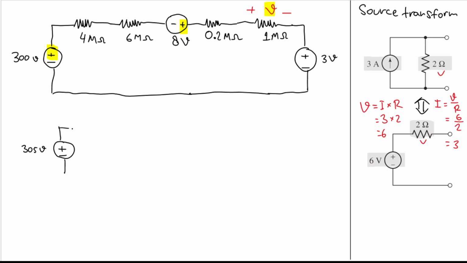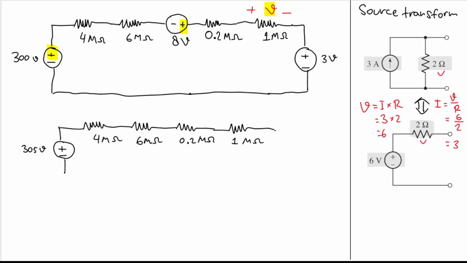But I will leave the resistor as is because I can use the voltage divider, right? So we'll have 4 mega ohm and then 6 mega ohm. And then I will have this 0.2 mega ohm, and also this 1 mega ohm. And this is our final circuit here. Remember that our goal is to find out what V is, which is this part here, the voltage here. And how to do that? We can use the voltage divider.